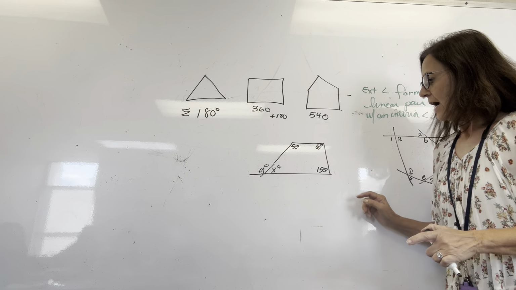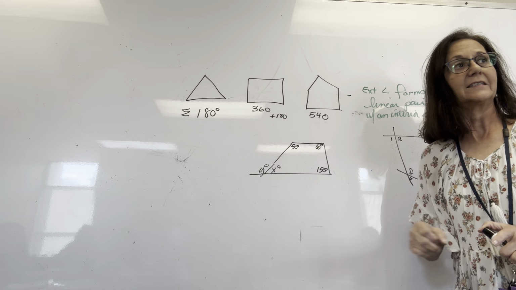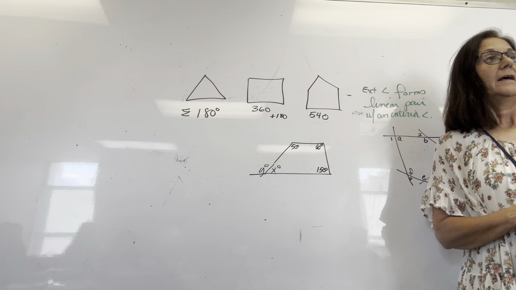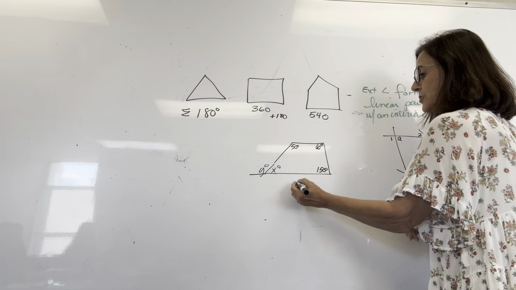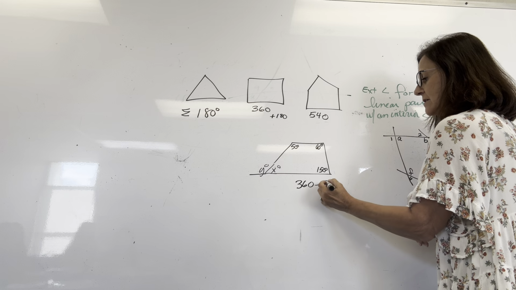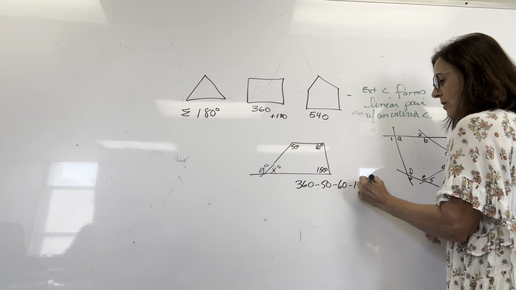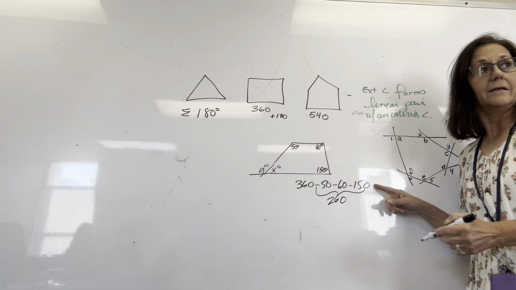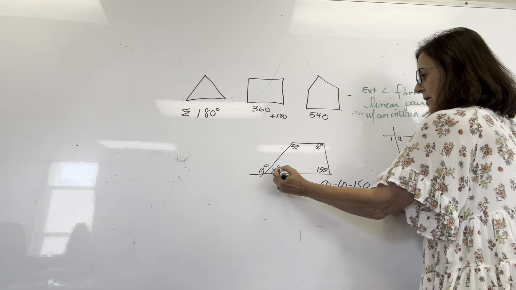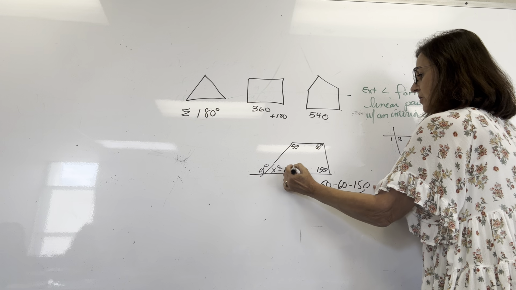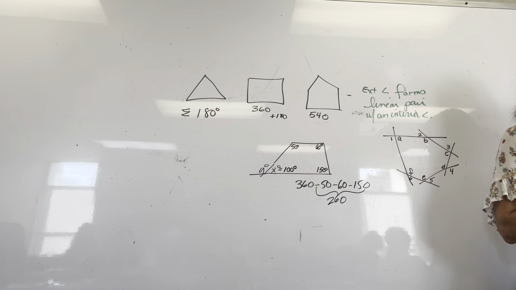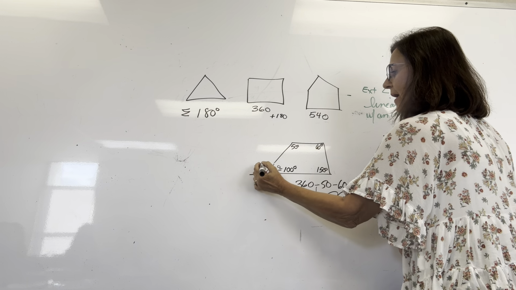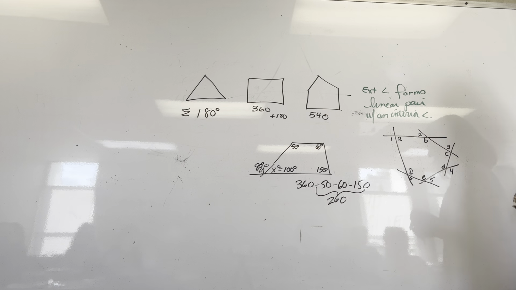150, 60, 50, x. It would be 100, because you would take 360 minus 50 minus 60 minus 150. That's 260. So x would equal 100 degrees. Then could we get y? Yes. What's y, Nepheli? 80, because it is a linear pair, right?